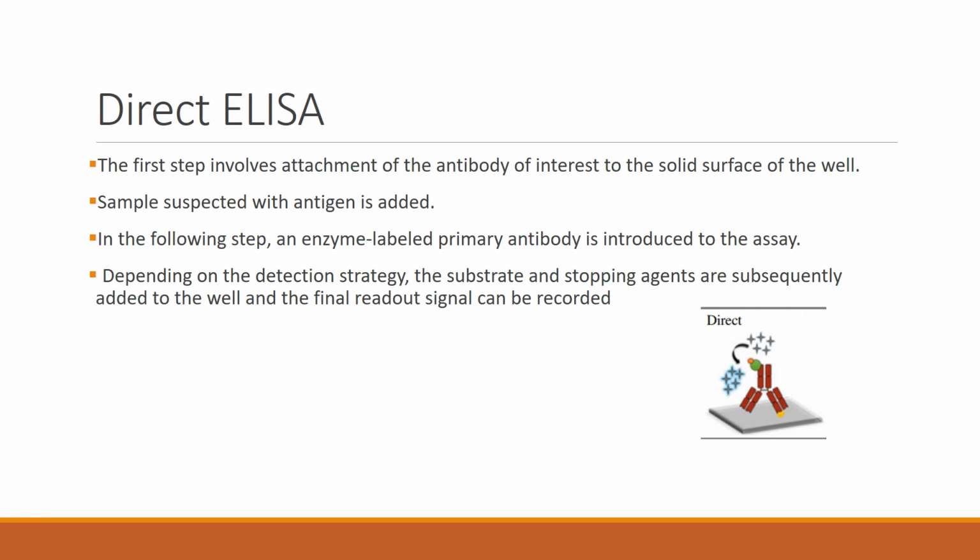After rinsing to remove excess antibodies, the sample with suspected antigen is added. In the following step, an enzyme labeled primary antibody is introduced to the assay. Colorless substrate is added and development of color determines the presence of antigens.